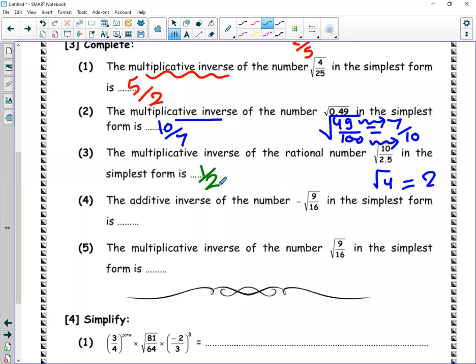Number 4. The additive inverse of the number negative root 9/16 in the simplest form. The additive inverse is 3/4. The answer of this question: firstly, negative 9/16 under the square root will be 3/4. To find the additive inverse of negative 3/4, it will be positive 3/4 without negative. 3/4.